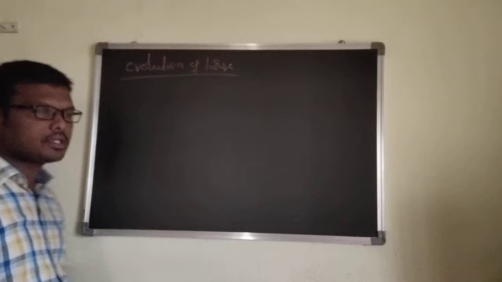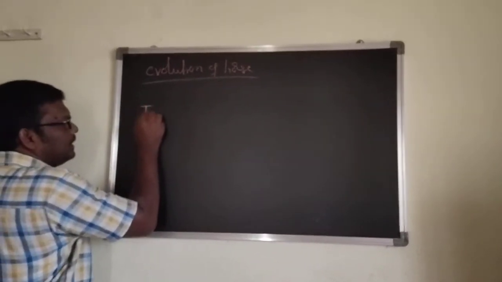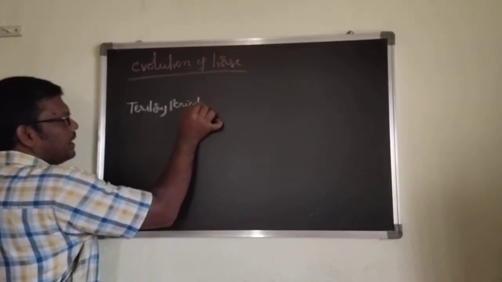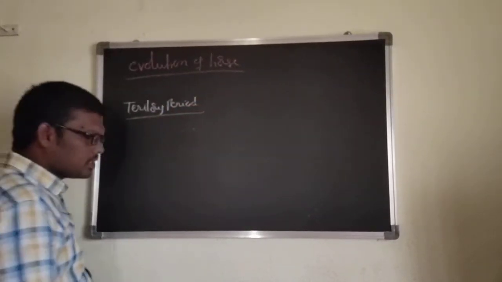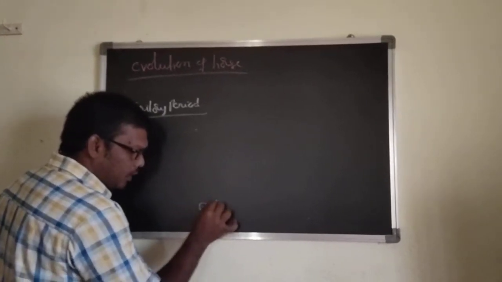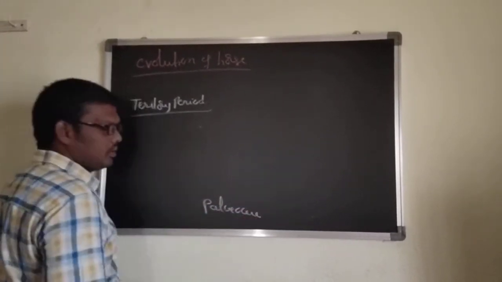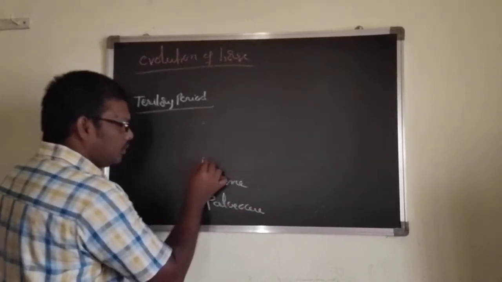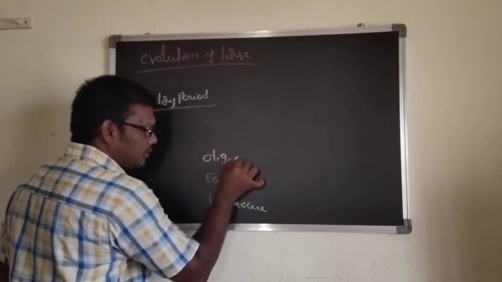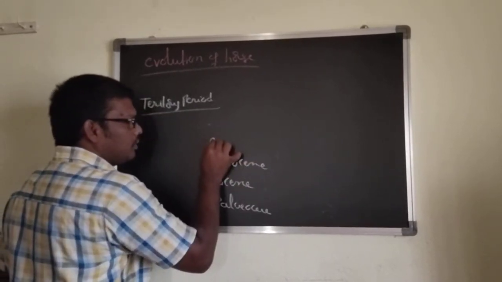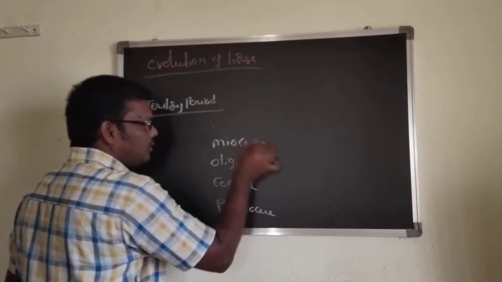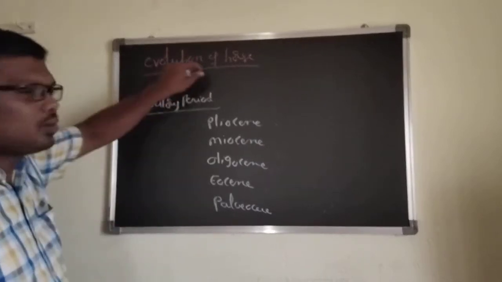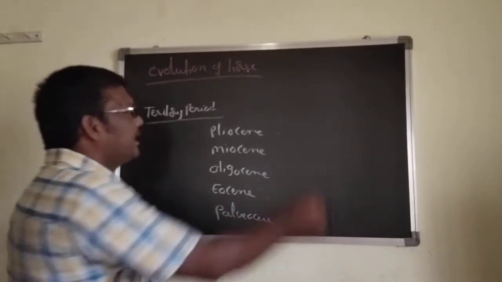In the evolution of the horse, in the tertiary period, what are the epochs present here? Paleocene, Eocene, Oligocene, Miocene, Pliocene. Okay.